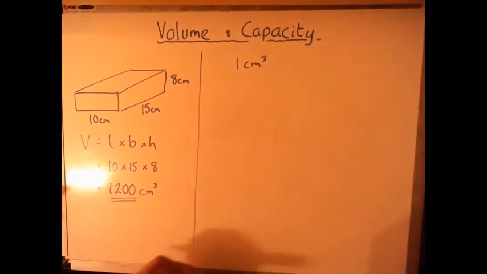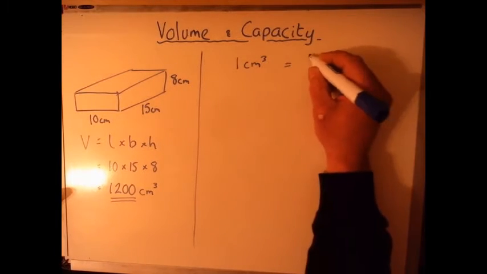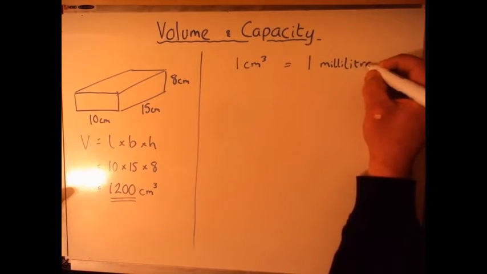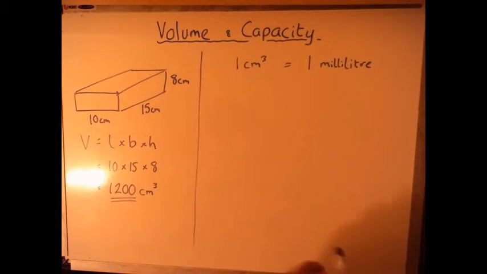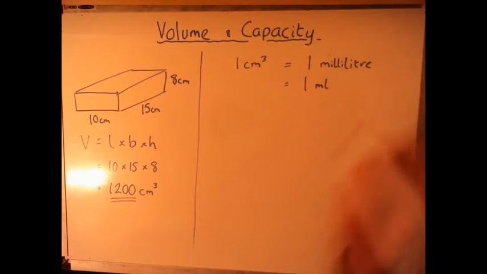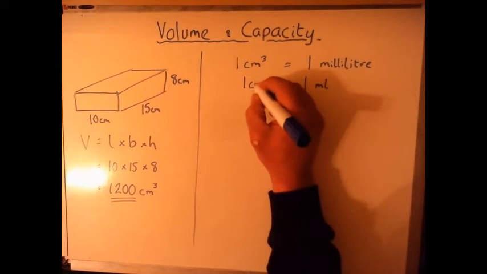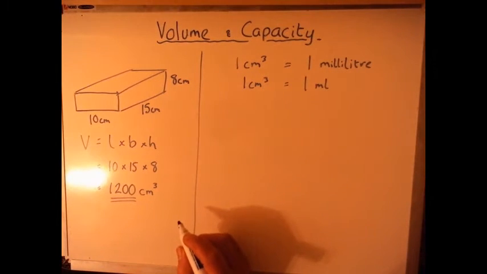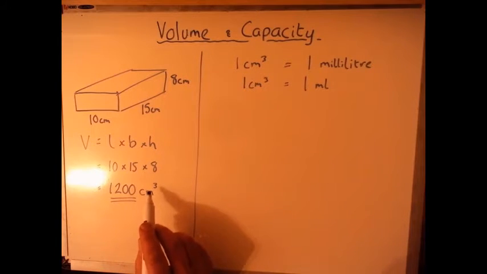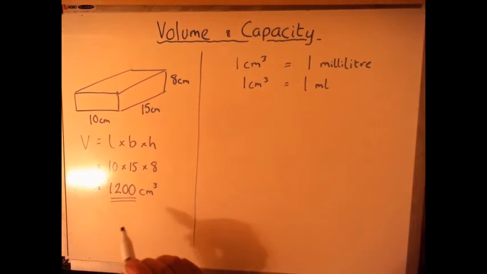And what you need to know is that 1 centimetre cubed is also the same as 1 millilitre. And that is probably something you'll have seen on the side of your bottles when you're buying your juice at lunchtime. We don't have to write millilitre, we can just write 1 ml. So 1 centimetre cubed is equal to 1 millilitre. So if my answer across here is 1200 centimetres cubed, that means this cuboid also holds 1200 millilitres. It's just exactly the same conversion.